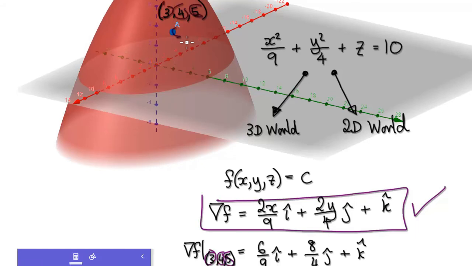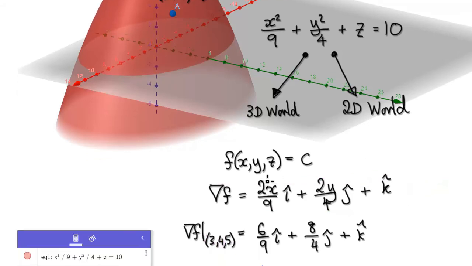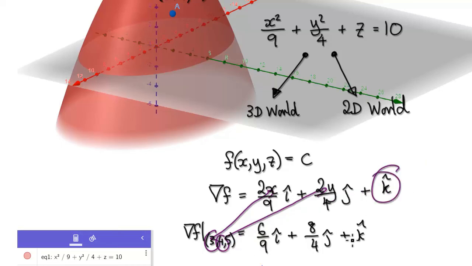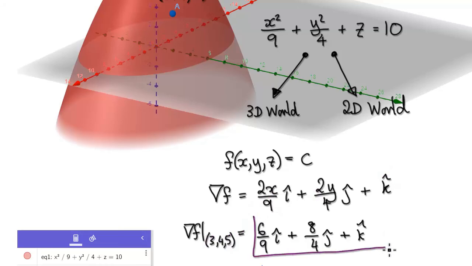So we would put this into the x, this into the y, and this into the z. But there's no z, so it just remains as k. So this is our grad f. This vector here represents grad f.